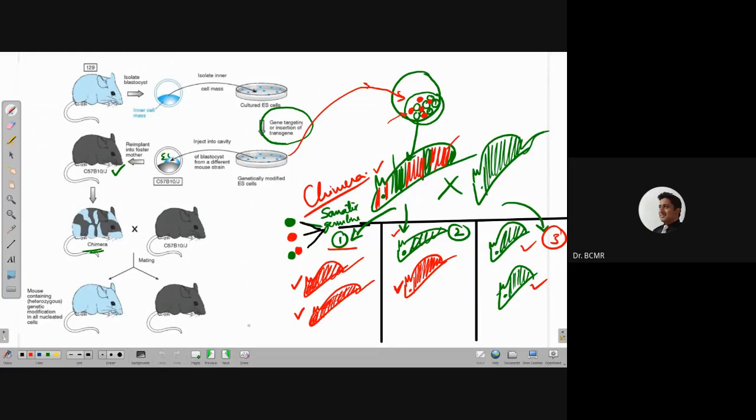But that concludes the transgenic animals. Applications and other things you have to read. I'm more interested in the process and the technical aspects of it. The other applications in disease models and many other things, you can read up in the textbook. Any questions?